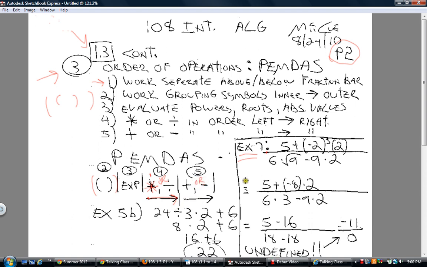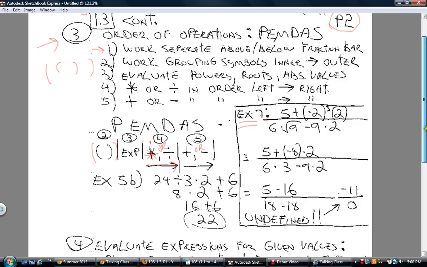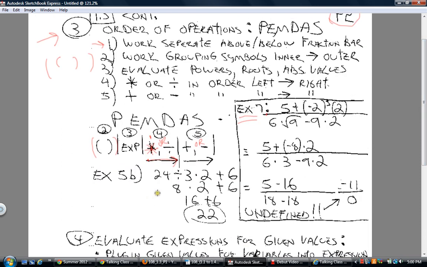Okay, so let's look at an easy example here. 5b has 24 divided by 3 times 2 plus 6. What do you do first? Do you see any parentheses? No. Do you see any exponents? No. Do you see any multiplication or division? Oh yes, I see some here and here. You do them as you hit them going from left to right.